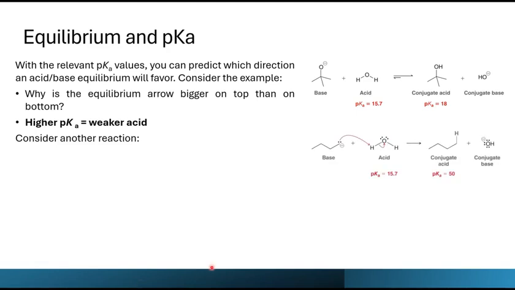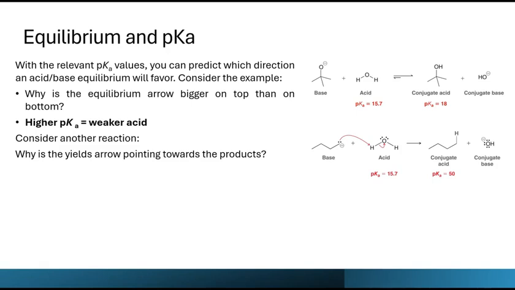Consider this one here, where we have a pKa of 15.7 and a pKa of 50. Again, we're looking at our acid and the conjugate acid, and determining which of the two is the weaker acid or the more stable acid. If it's weaker, it's more stable, and that's going to be favored. In this case, we don't have equilibrium arrows, we just have a yields arrow because the difference is so huge.